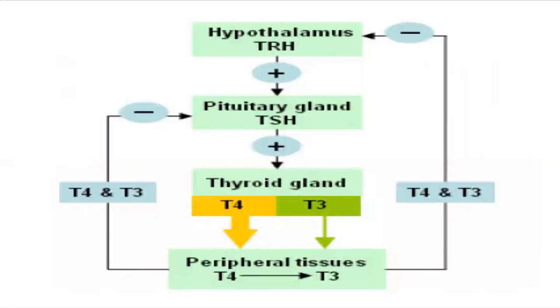This is to show us the hypothalamus produces thyrotropin-releasing hormone. This stimulates the pituitary to secrete TSH from the anterior pituitary. The TSH stimulates the thyroid gland to produce T4 and T3, which act on peripheral tissues. T4 and T3 have a negative feedback on the pituitary and on the hypothalamus to decrease TRH and TSH.